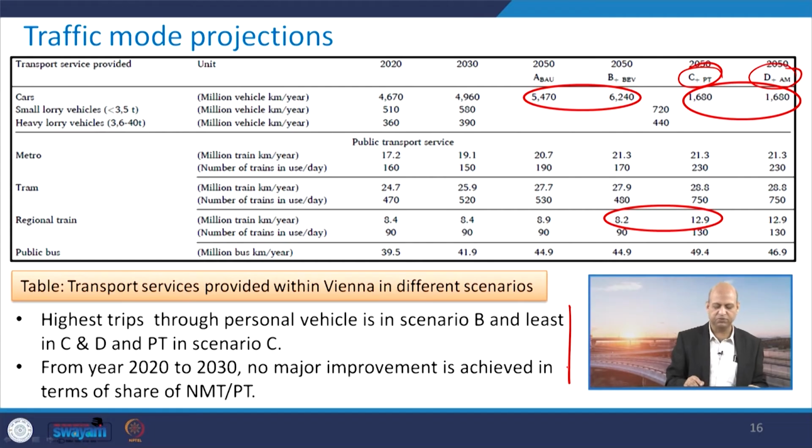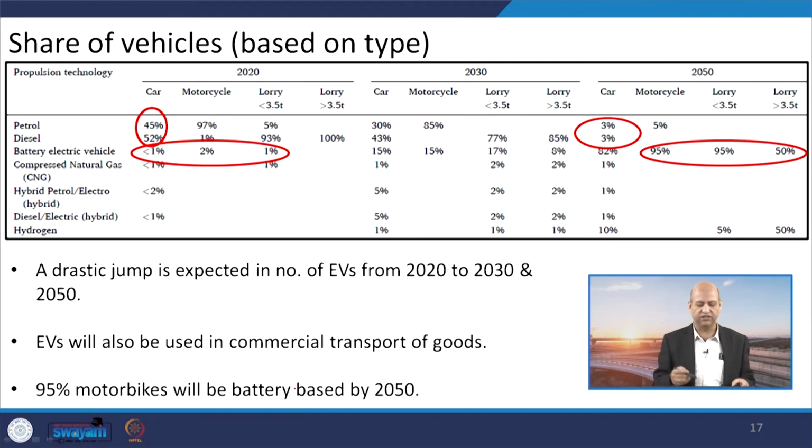So, the highest trips through personal vehicles are in scenario B, and the least in C and D, and public transport is highest in scenario C. And from the year 2020 to 2030, no major improvement is achieved in terms of the share of non-motorized transport or public transport. So, those kinds of values are reflected in this table.